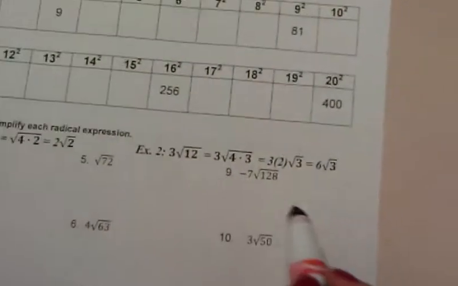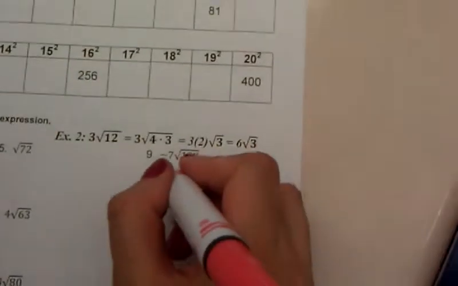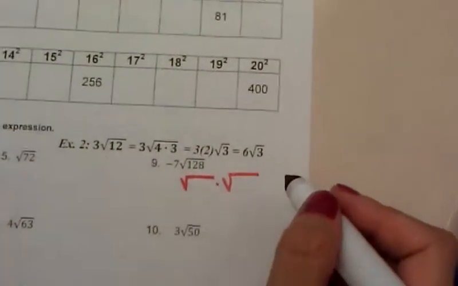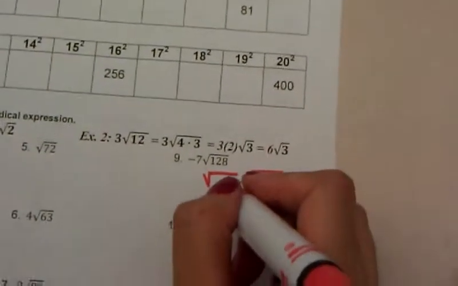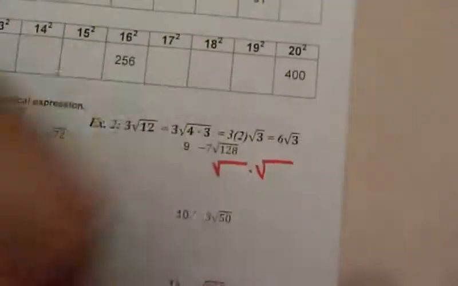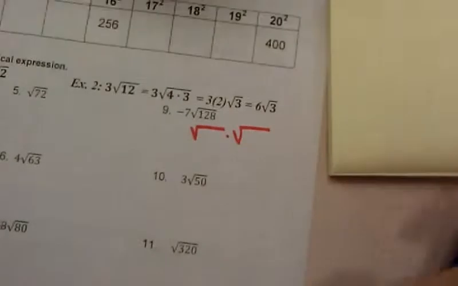Now for problem number 9, this gets challenging because once again we have to think about what two numbers multiplied together equal 128. And the first number needs to be a perfect square. So when you don't know what a problem is, you have to try things out.